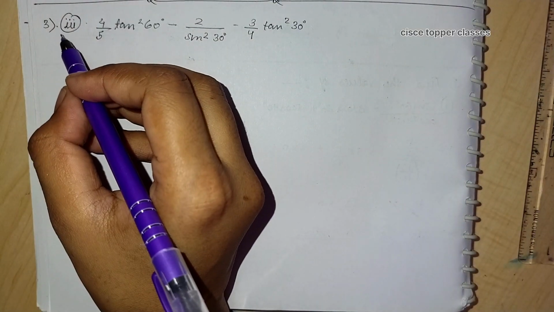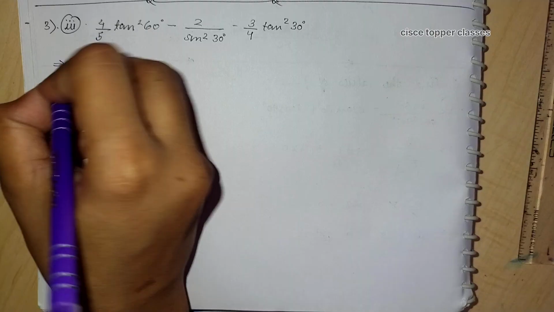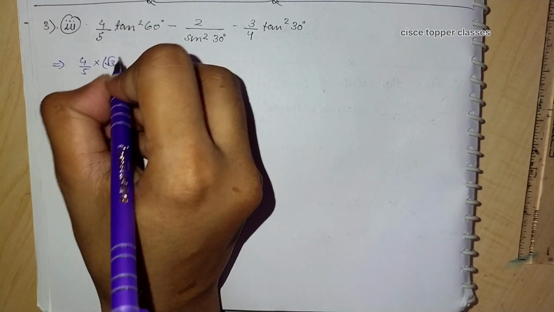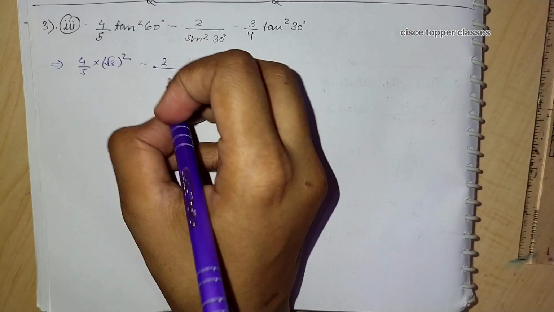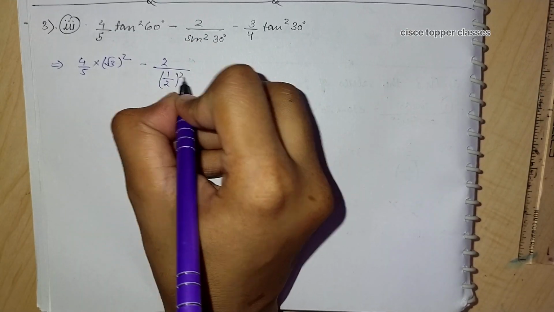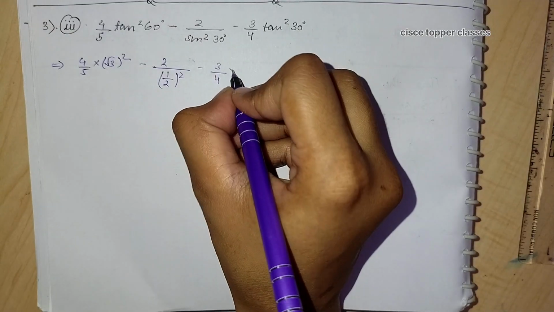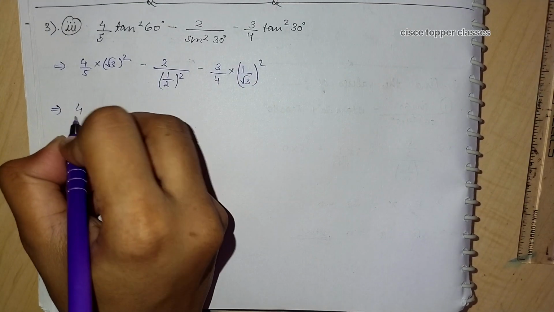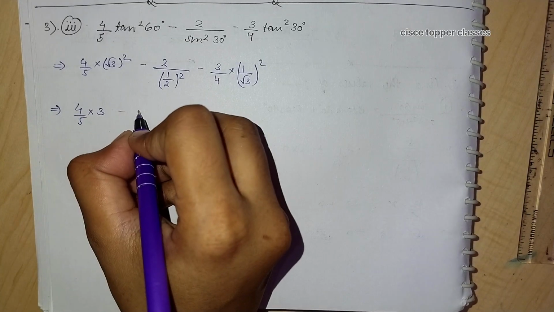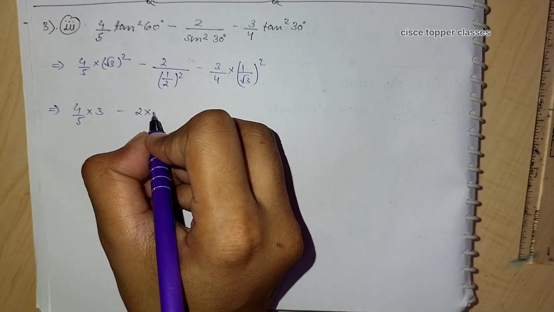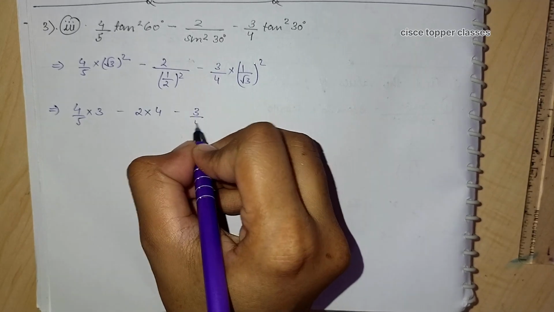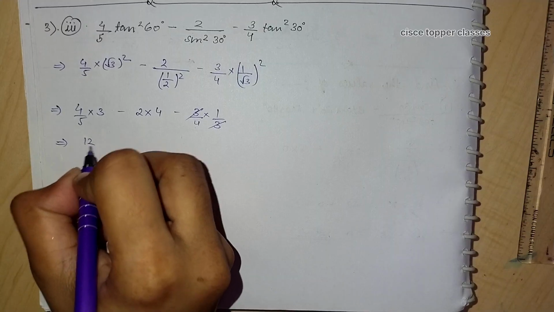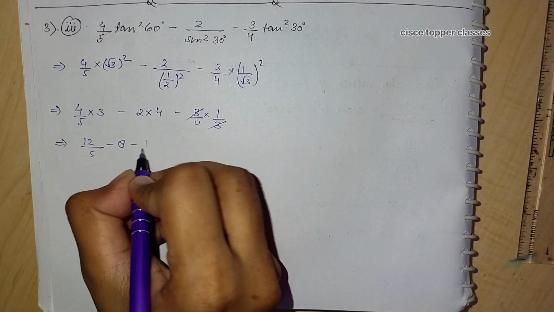Let us solve your question number third part, 4 by 5 tan square 60. So we can write 4 by 5 tan square 60 as under root 3 whole square minus 2 by sin square 30 will be 1 by 2 whole square minus 3 by 4 tan square 30 will be 1 by under root 3 whole square. So this part we can write here 4 by 5 into 3 on squaring minus 2 into 4 minus 3 by 4 into 1 by 3. So this will be cancelled out, and we will get here 12 by 5 minus 8 minus 1 by 4.